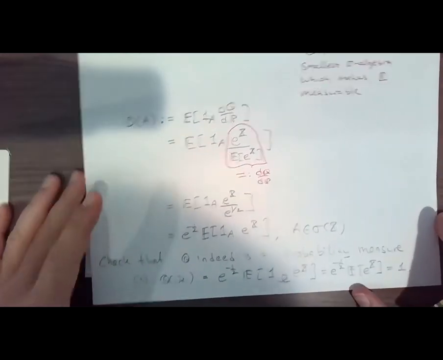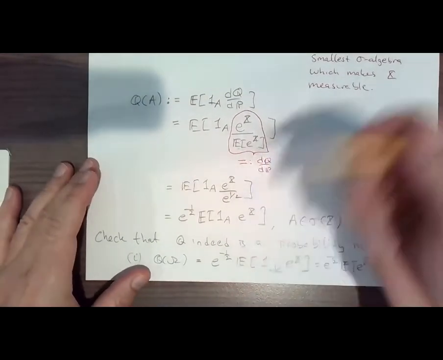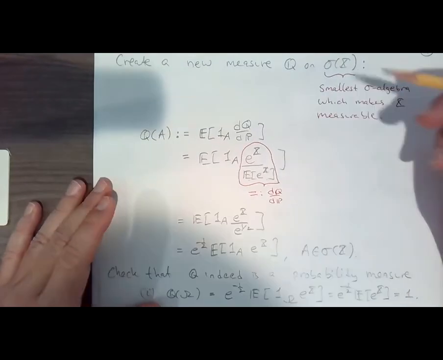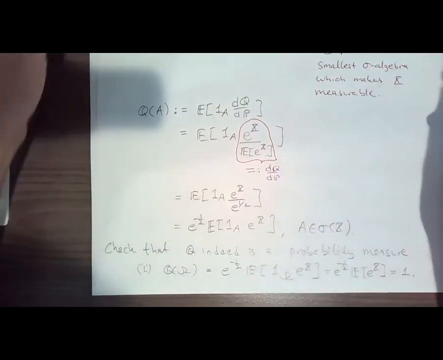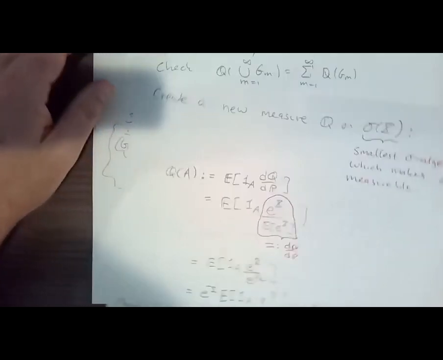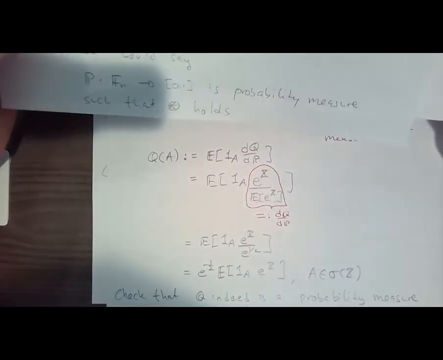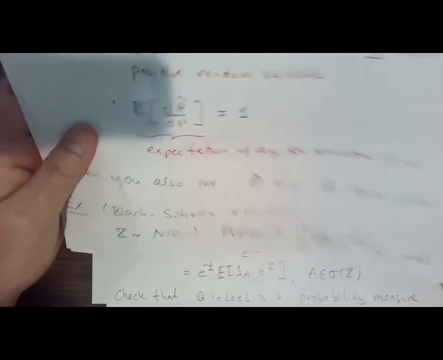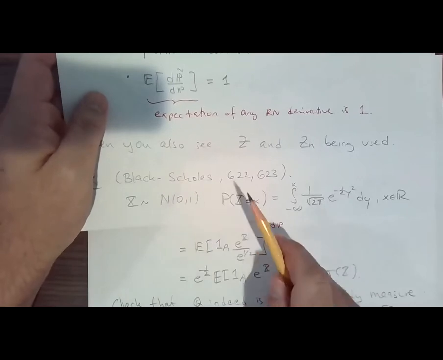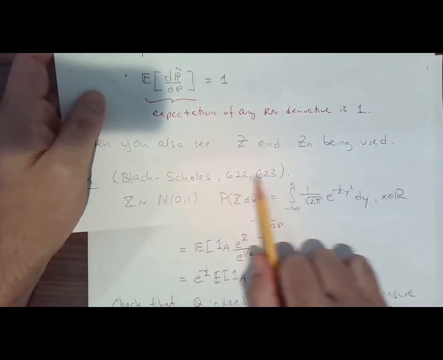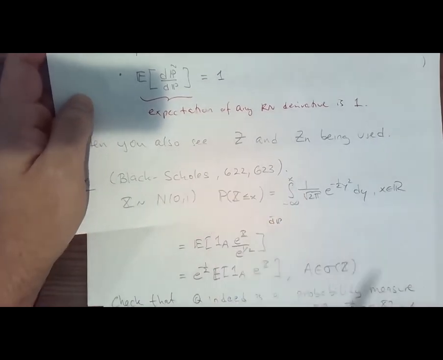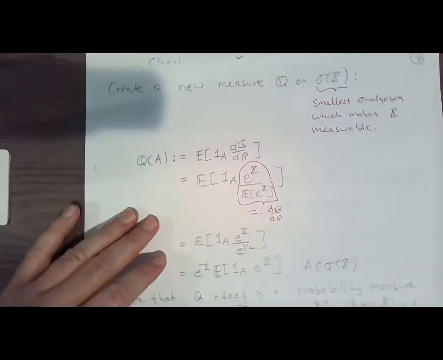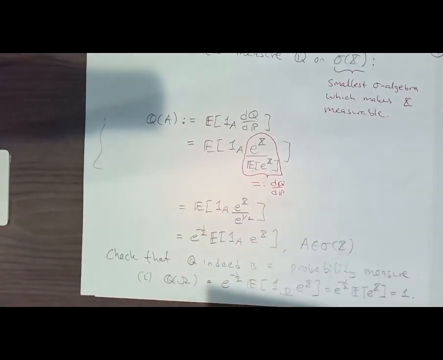This is the way of creating a new measure Q using normals and exponentiating them. This is what Black-Scholes does. In the Black-Scholes model, this is how these neutral measures are created. This is something I'll come back to full blown in the courses in the spring. Any questions on what we're seeing here?